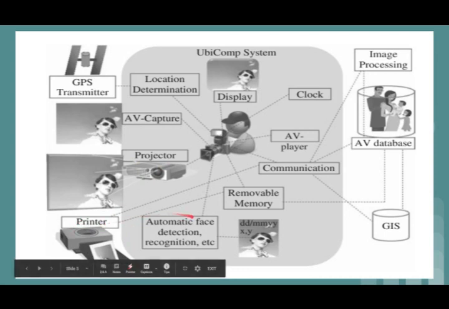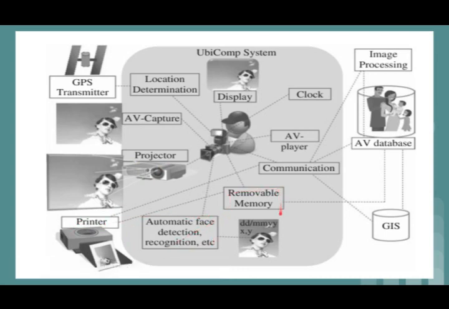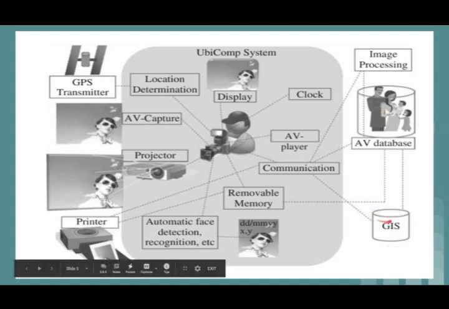Then there is a printer to print, automatic face detection, and removable memory, which are particular features of the latest cameras that we have. Then there is an AV player, an audio video player. Then this is the image processing part, which is a very important part of the UbiCom system. In the old cameras, image processing was done differently. Here, image processing and all the object detection is done in the camera, and you will get the perfect photo. And this is the geographic information system, GIS, which is a database.